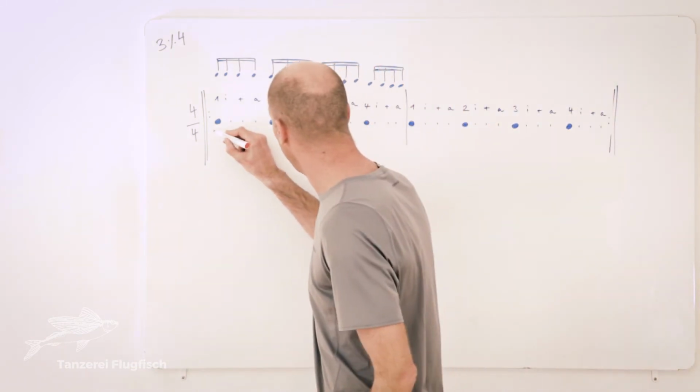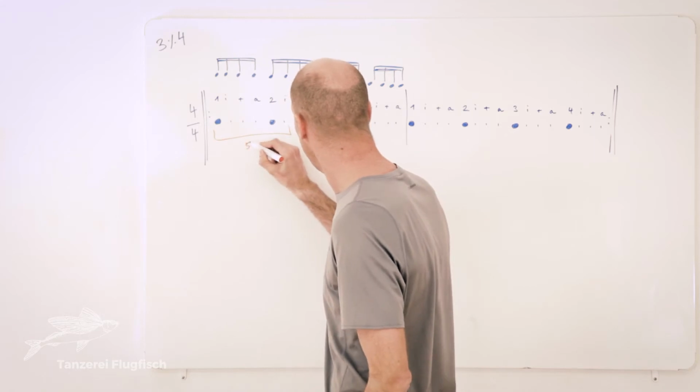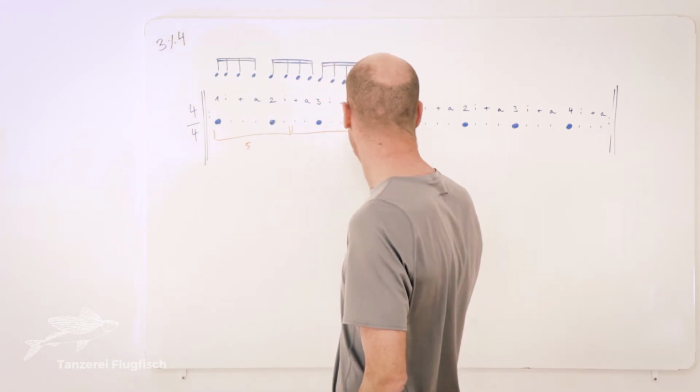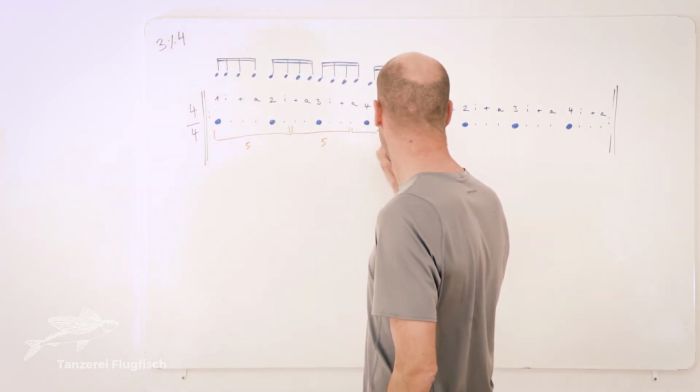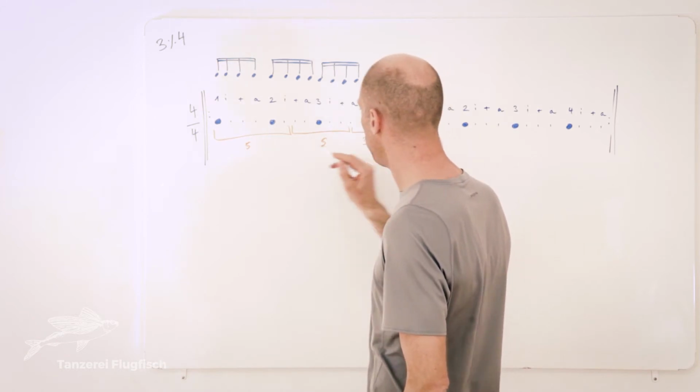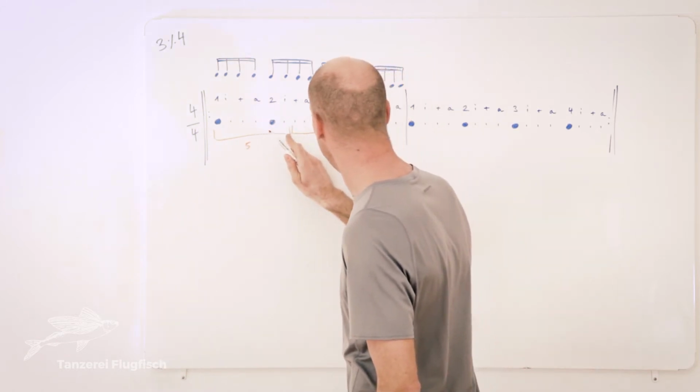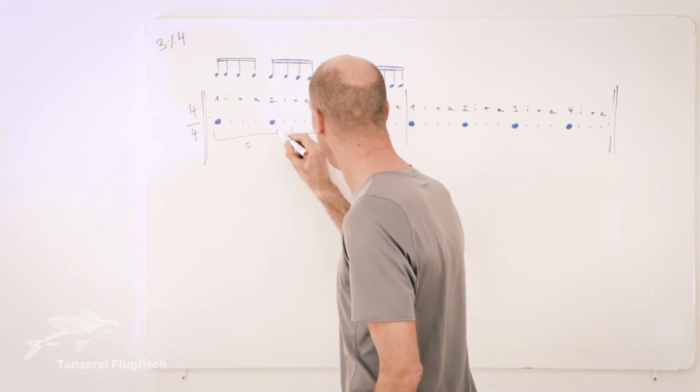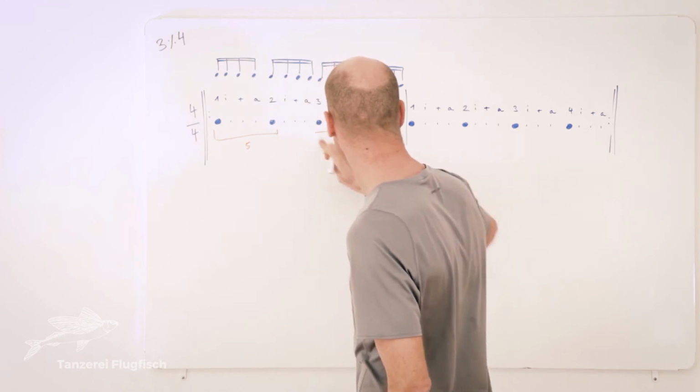So basically I have 5, another 5, and then I have 3, oops, 1, 2, 3, 4, 5. I made a mistake drawing. Sorry.